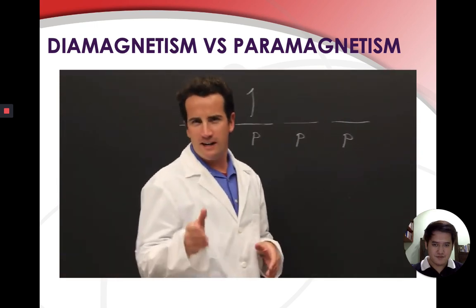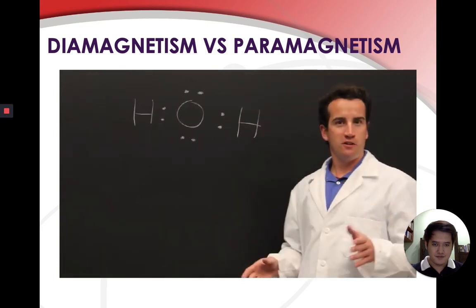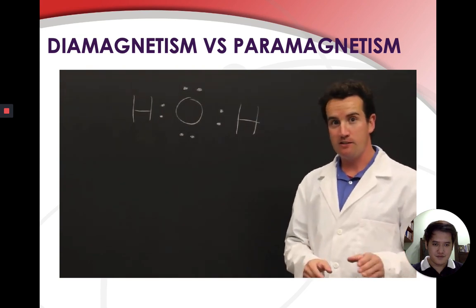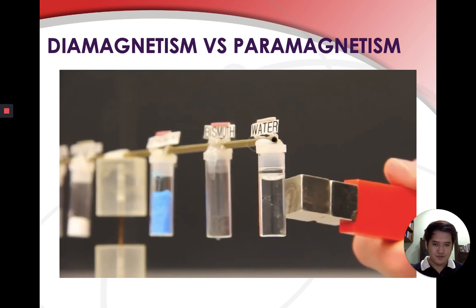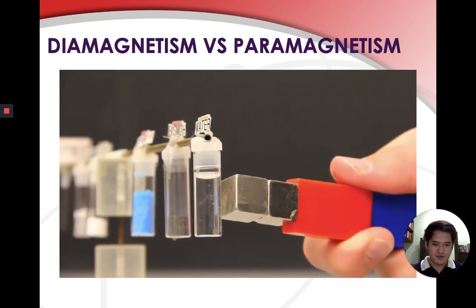But what about a diamagnet, like water? Yes, the water molecule. It has all of its electrons paired. It will not be magnetized. In fact, water is repelled by a magnetic field. The electrons come to lower energy as they are moved away from the magnet.